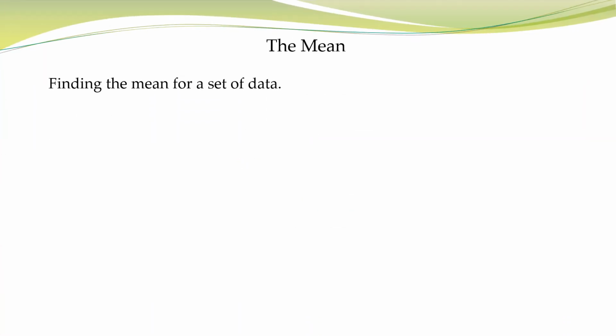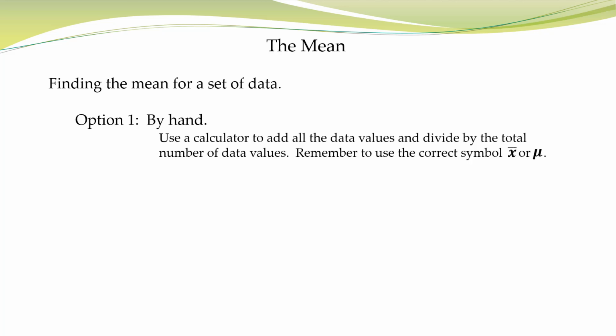Now, find the mean for a set of data. Option 1, you could do it by hand. You could use a calculator to add all the data values and divide by the total number of data values. Remember to use the correct symbol, x bar or mu. Working by hand isn't bad if you have a small set of data. If you have a large set of data, then you're going to want to use technology.